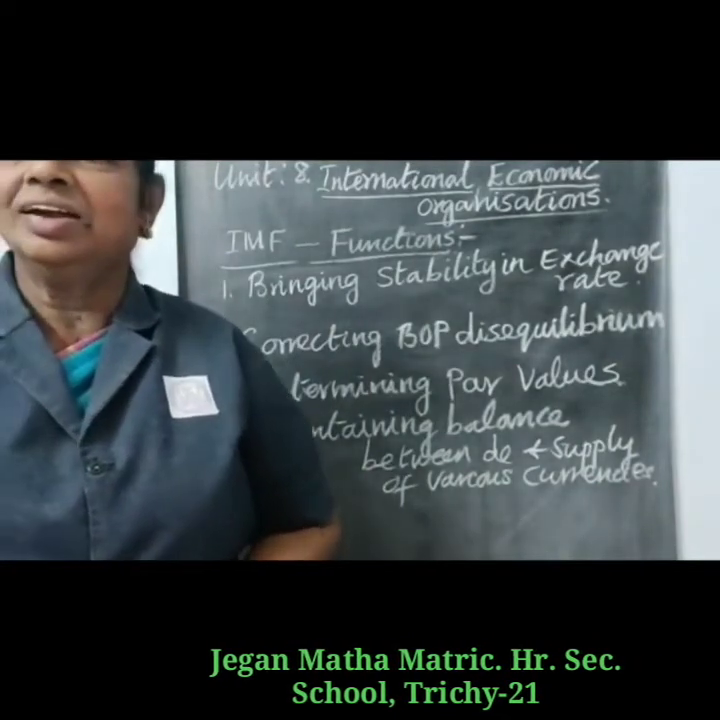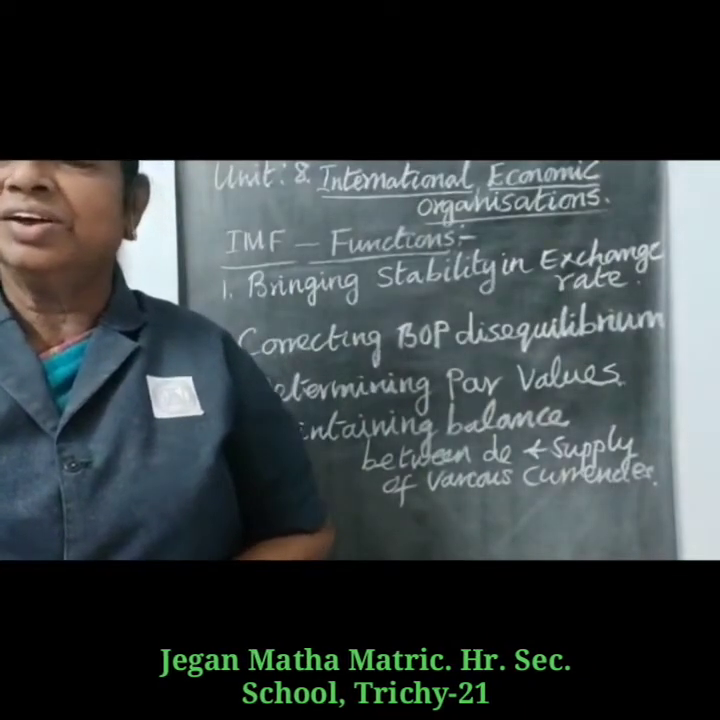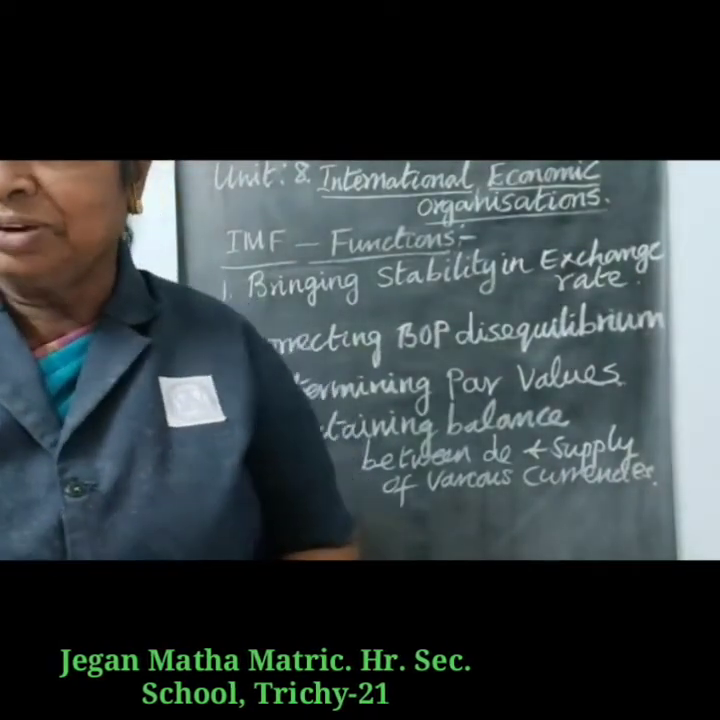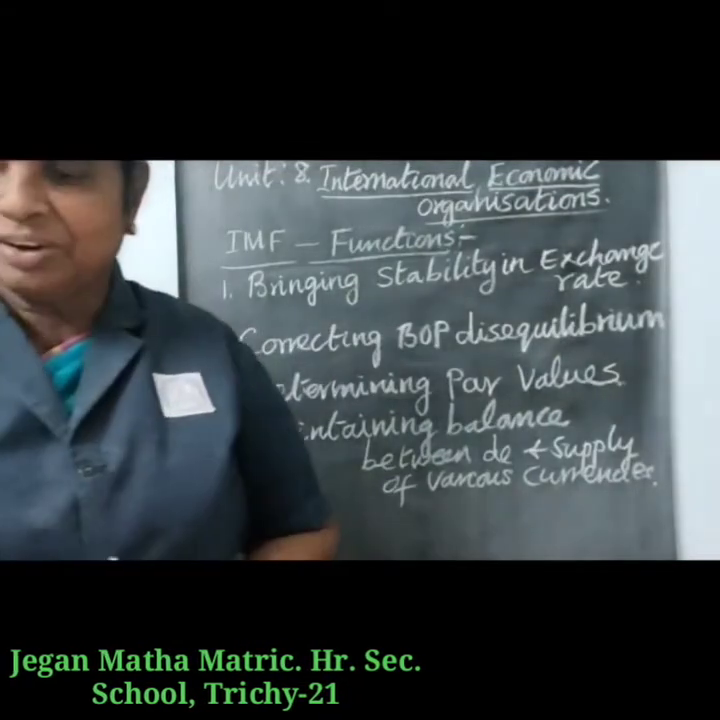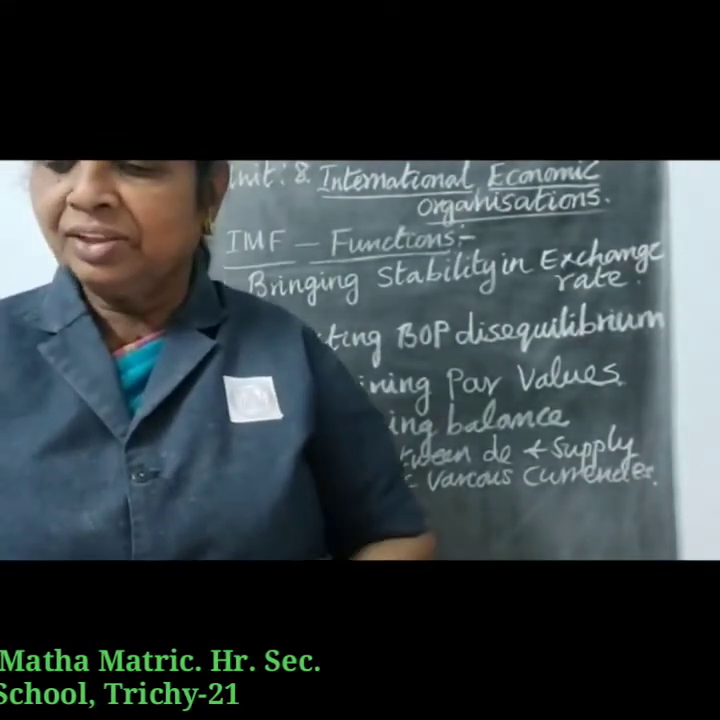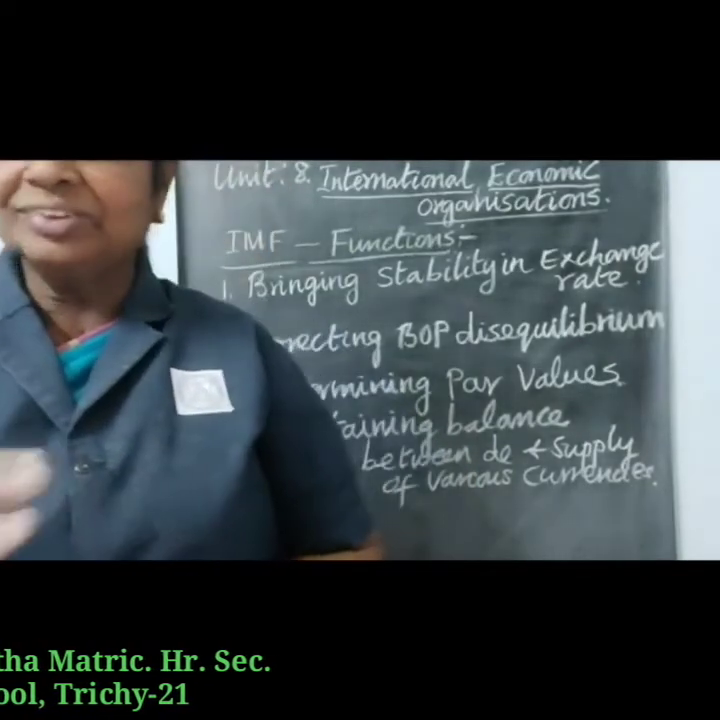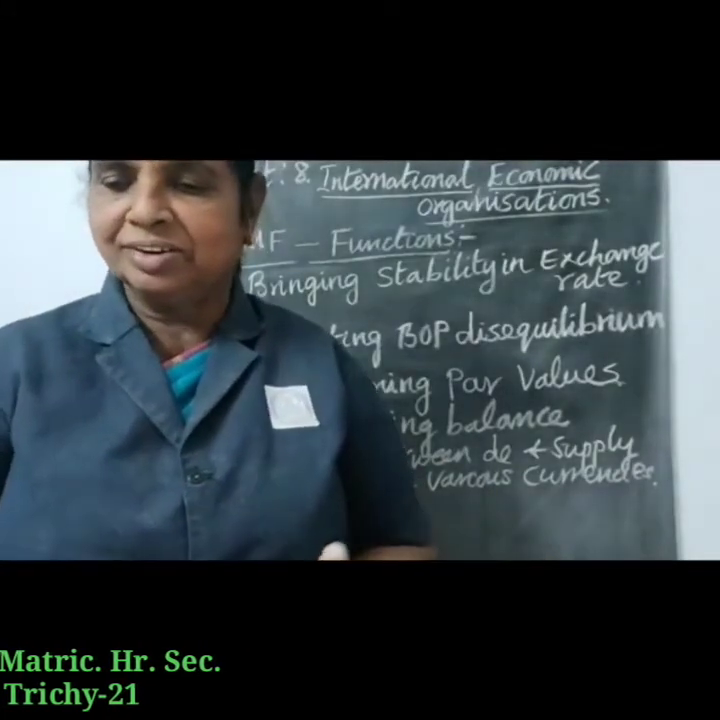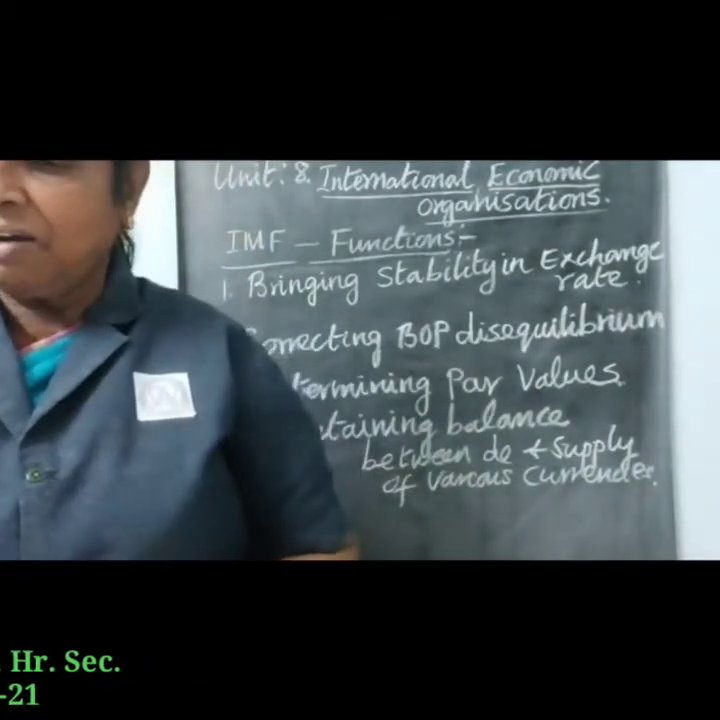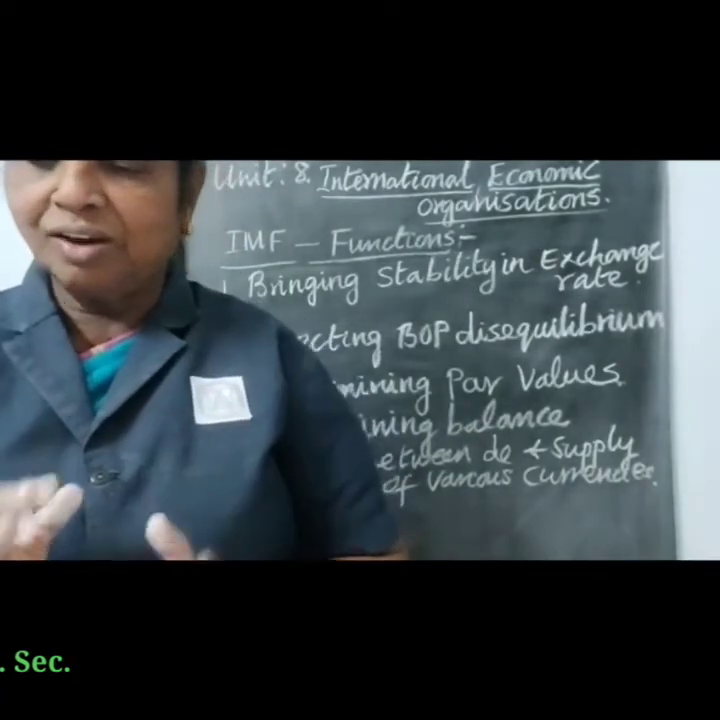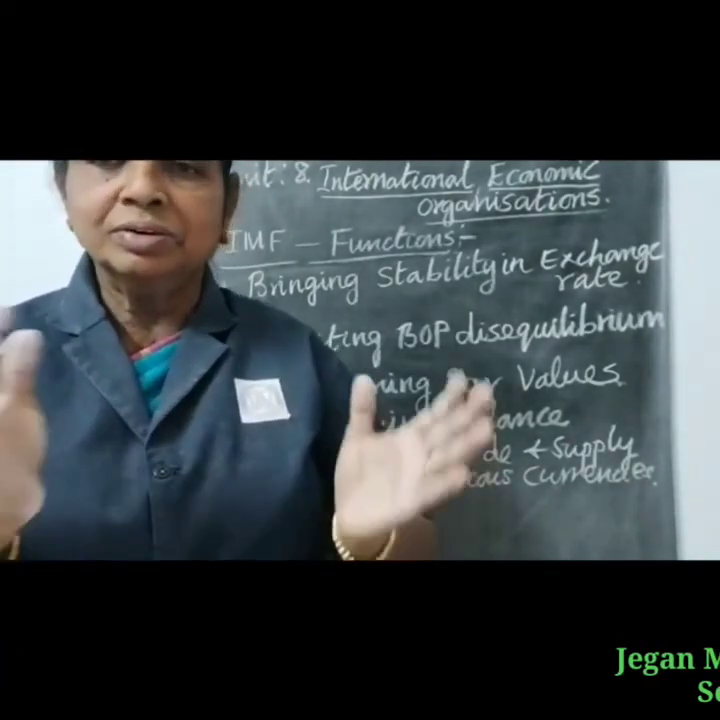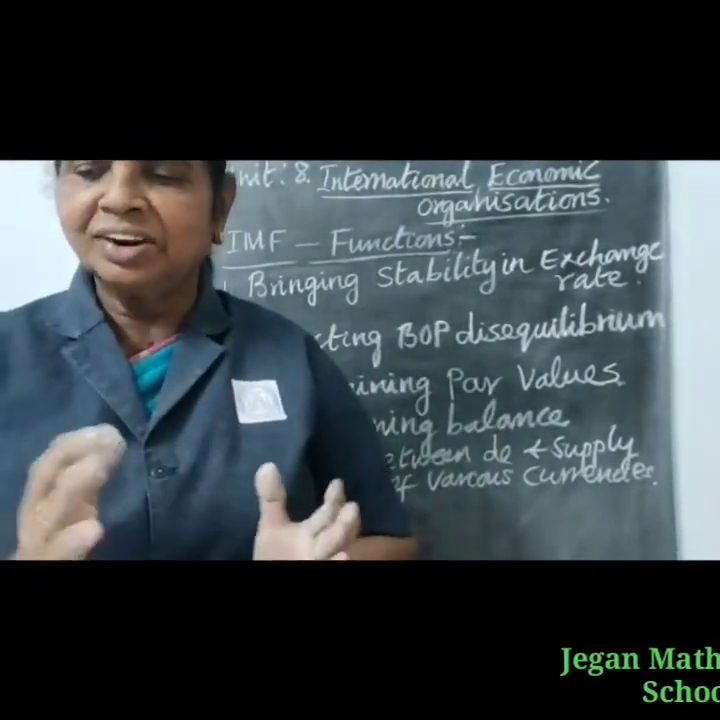The fund can declare a currency as a scarce currency, which is in great demand, and can increase its supply by borrowing it from the country concerned or by purchasing the same currency in exchange for gold. The fifth point is reducing trade restrictions. The fund also aims at reducing tariffs and other trade barriers imposed by the member countries, with the purpose of removing restrictions on remittances or avoiding discriminating practices.